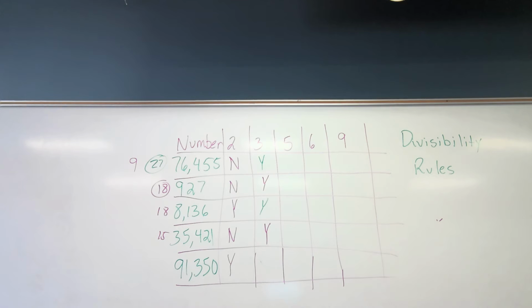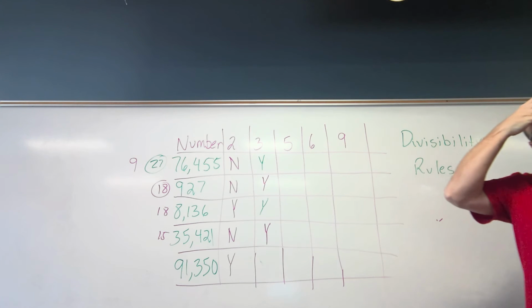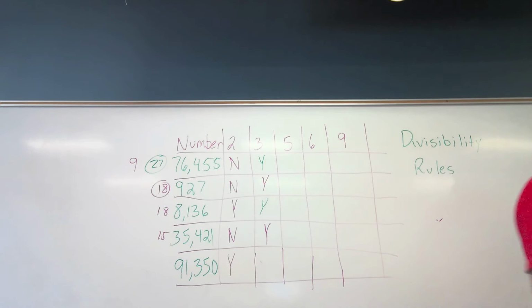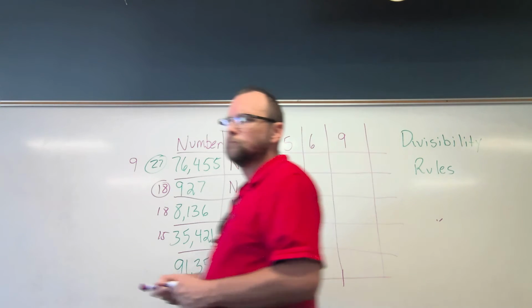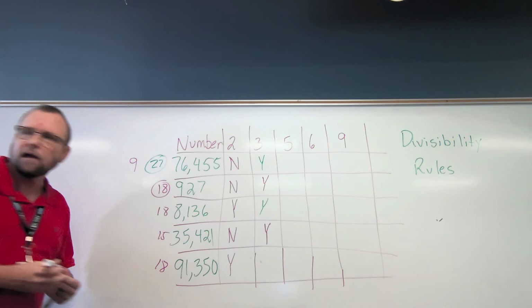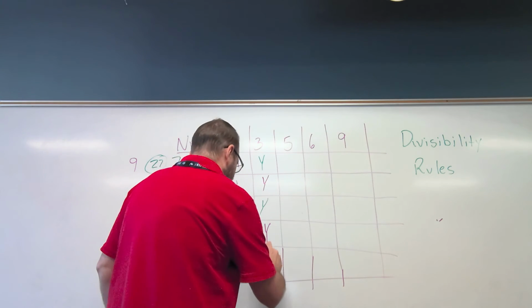Liz, the sum of the digits in the number 91,350 is? We'll add it all together. 9 plus 1 plus 3 plus 5 plus 0. 18, good. And Liz, is 18 a multiple of 3? Yes. So this number is divisible by 3.